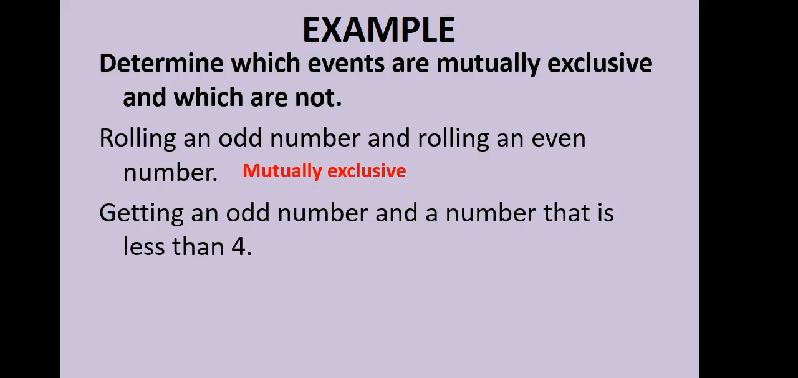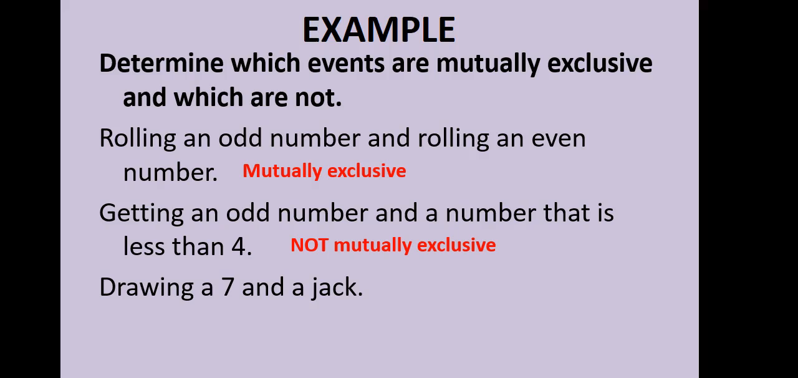Okay, let's look at another one. Getting an odd number and a number that is less than 4. Going back to the die again, if I'm rolling a die, can I roll a number that is both odd and less than 4 at the same time? In this case, yes, we can. There are numbers on a die that would be less than 4 and are odd. Hopefully you're thinking of the numbers 1 and 3 now. If not, I could roll a 1 or a 3 and they would both be less than 4 and be odd numbers. So these are not mutually exclusive events. They can happen at the same time.